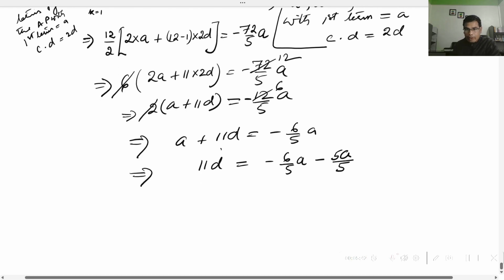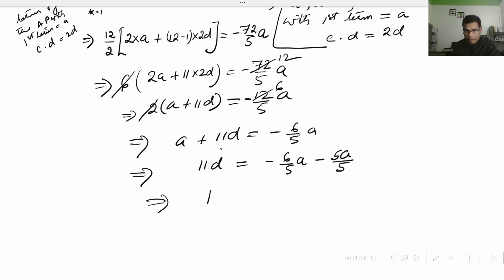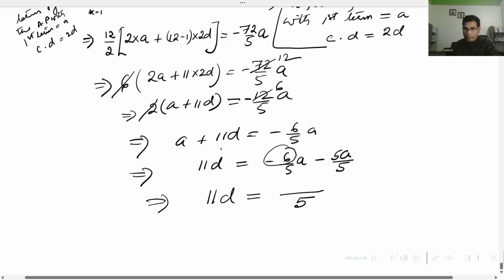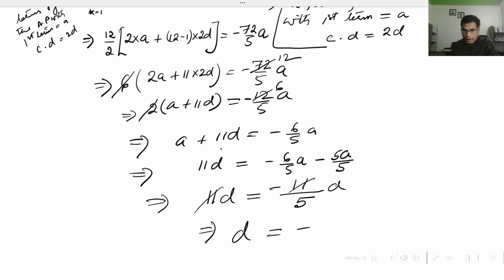Why do I do that? Because we have 5 in the denominator here, so that will be easy for us to simplify. So finally we have 11D equal to, since the denominator is the same, 5, we can simply combine these two numbers. Minus 6 minus 5 is minus 11, then A. Which implies D is equal to minus 11 and 11 cancel, so minus 1 by 5 A.